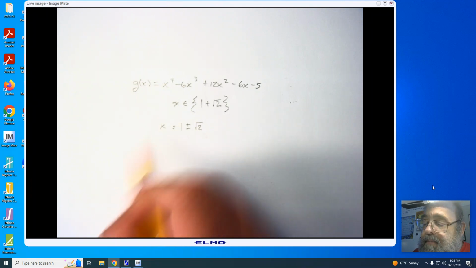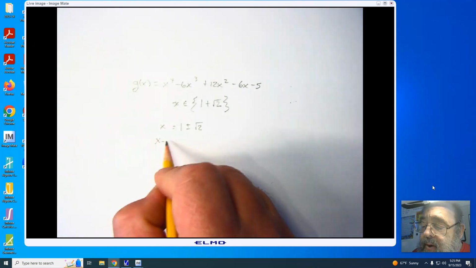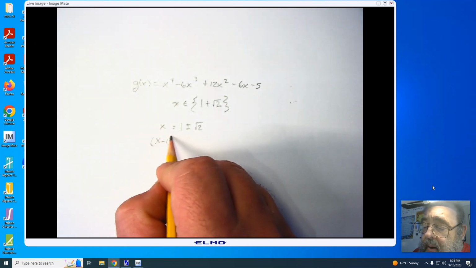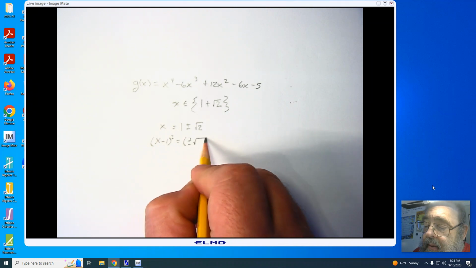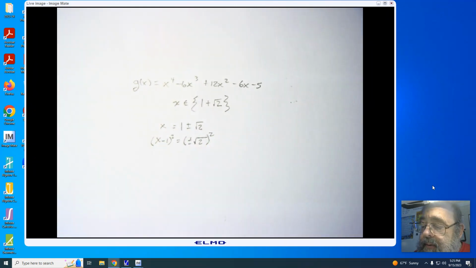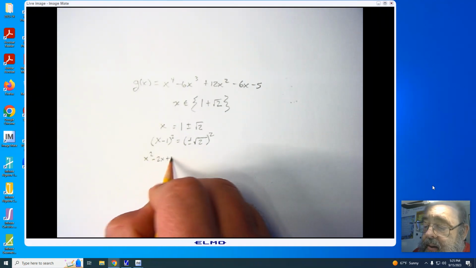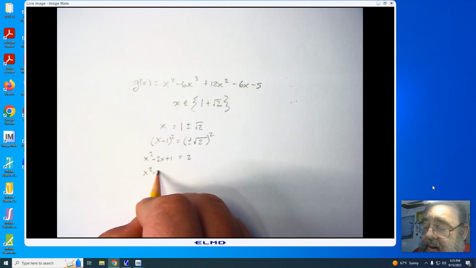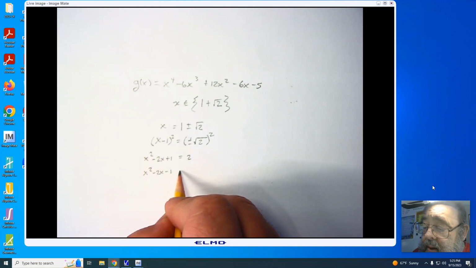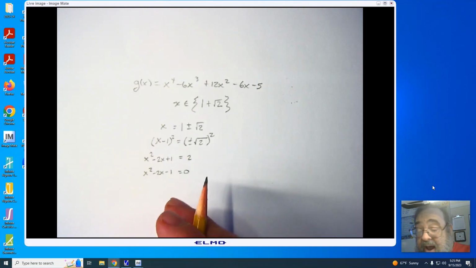And I'm going to start by setting it equal to x and then working backward so that I can find the trinomial that gave me these solutions. I get x squared minus 2x plus 1 equals 2. I subtract and I get x squared minus 2x minus 1 equals 0. So here we have our first depressed factor.